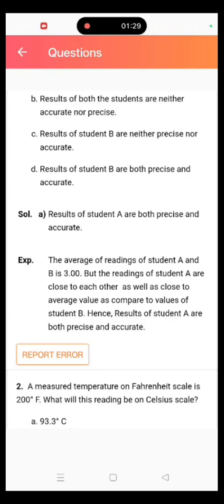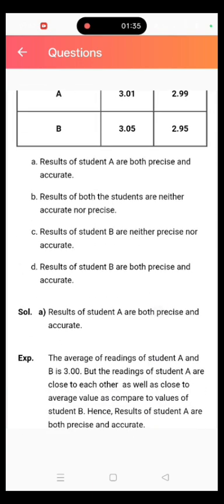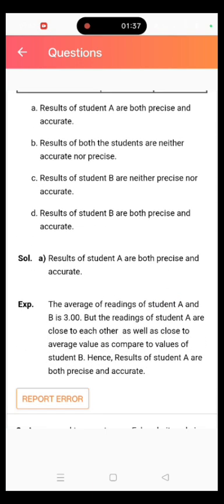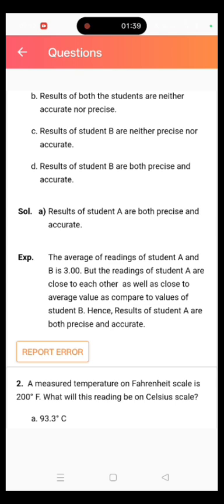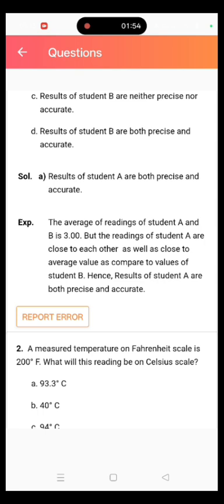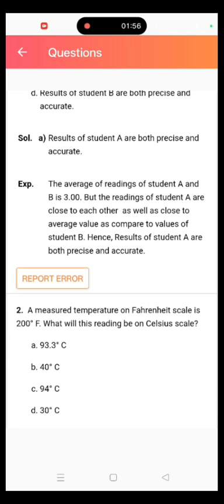See, the average of readings of student A, that is 3.01 plus 2.99 divided by 2, will be 3. But the readings of student A are close to each other as well as close to the average value, as compared to the values of B. Both the values are close to the average value also. So the results of student A are both precise and accurate.